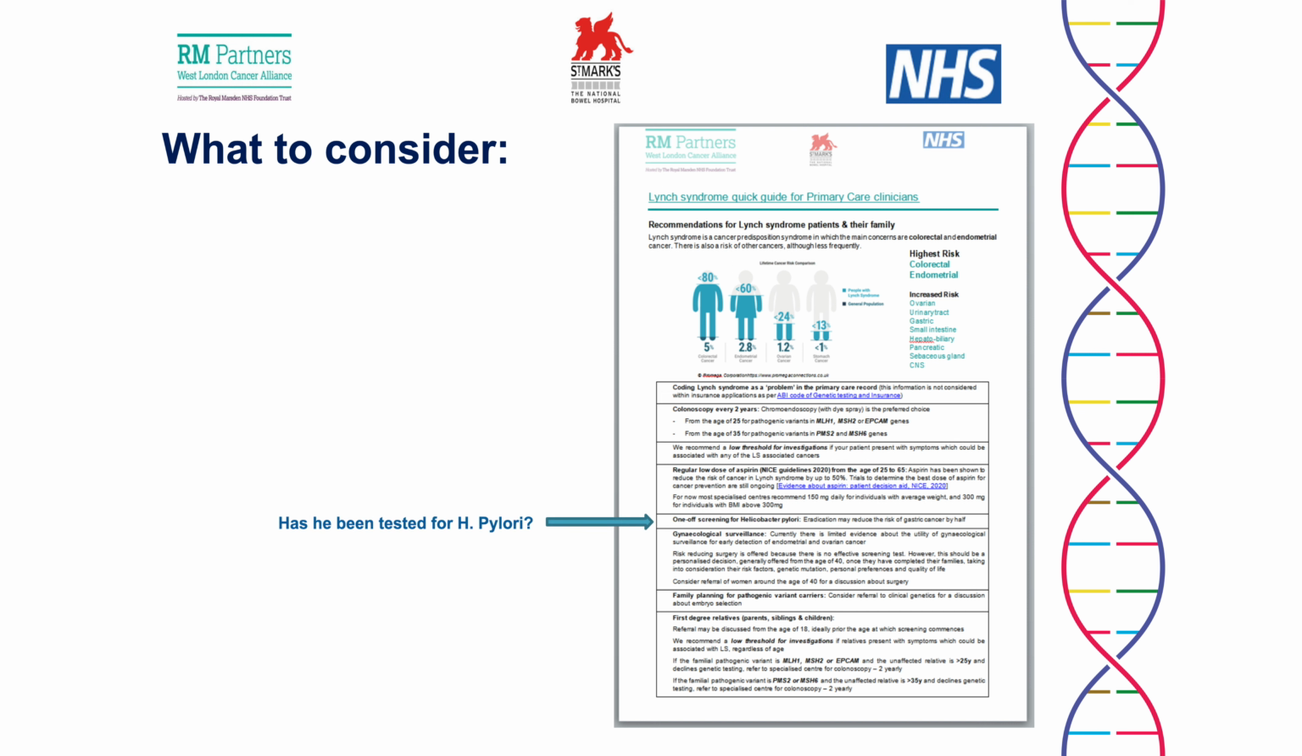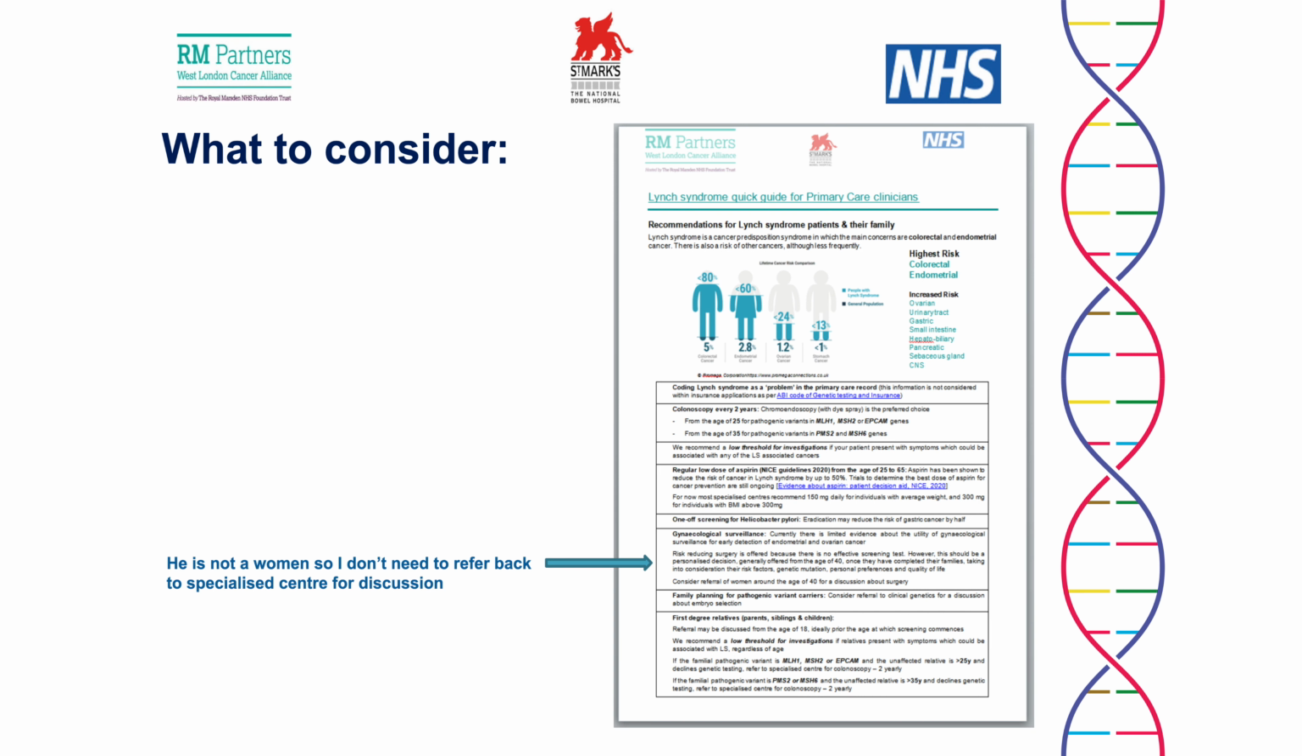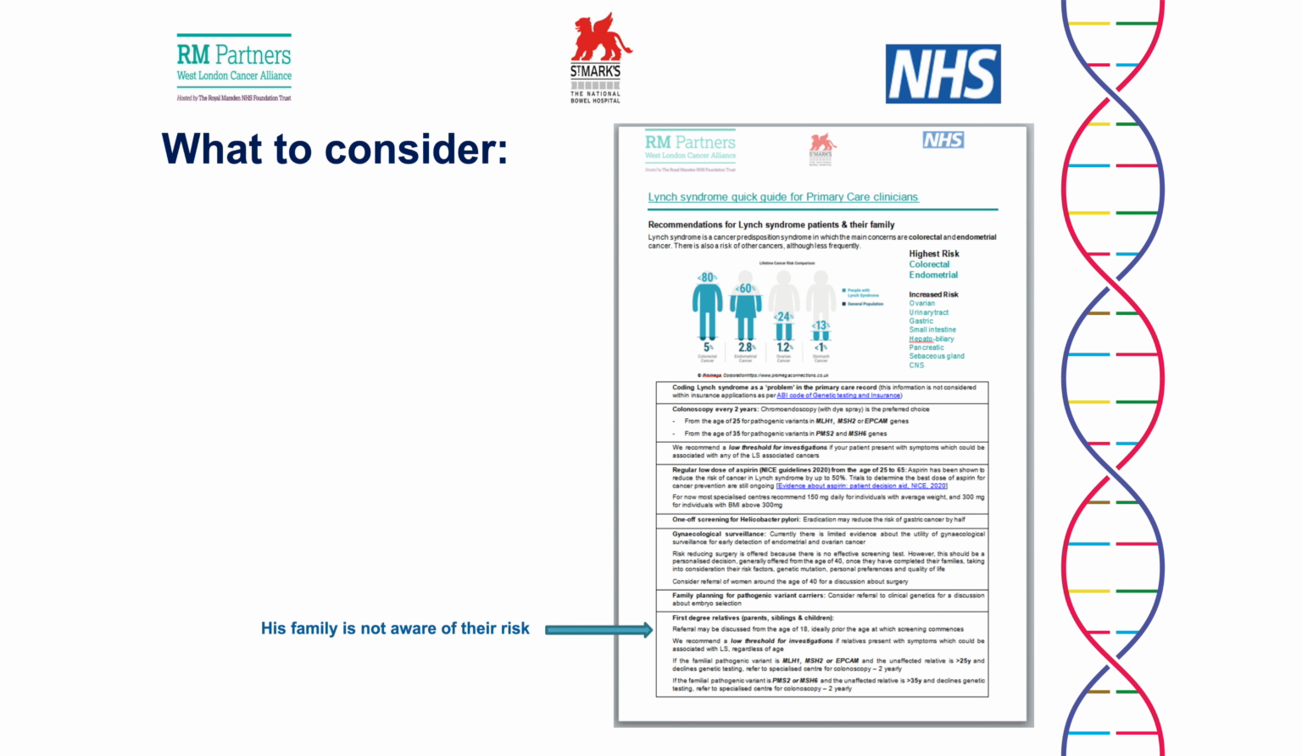He hasn't been tested for H. pylori. Consider testing. If you had a female patient around the age of 40 who has completed her family, consider referring back to their genetics or specialised centre to discuss the benefits of prophylactic surgery. John seems to have educational needs and hasn't informed his first-degree relatives about their risk. Consider referring back to his genetics or specialised service for a discussion about Lynch syndrome and family screening.